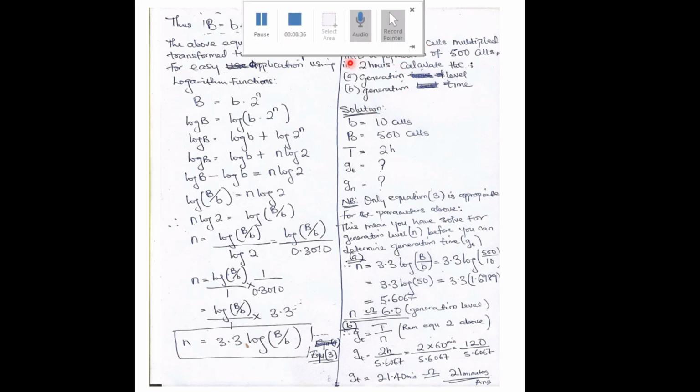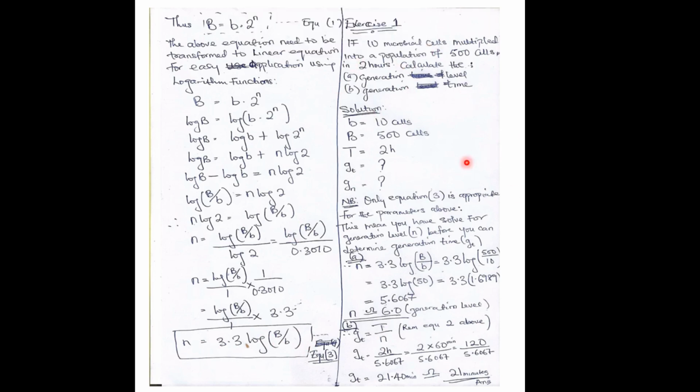One simple example is exercise 1. Exercise 1 says if you have 10 microbial cells multiplied into a population of 500 cells in 2 hours, calculate the following: A, the generation level that has occurred, and B, the generation time.